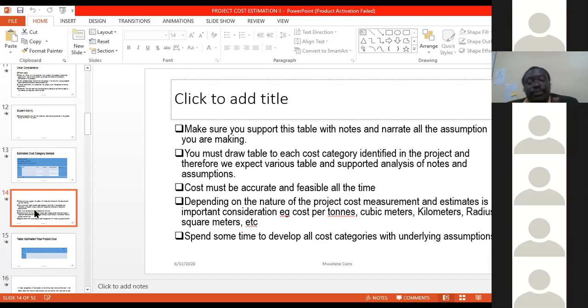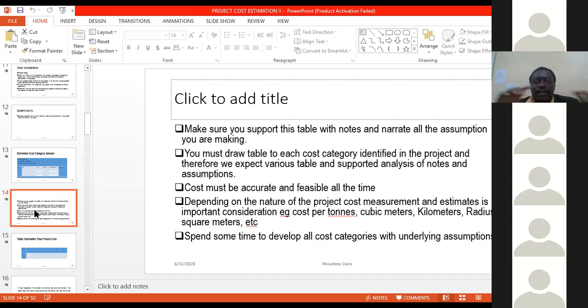What is most important when you are preparing your project plan documents is the assumptions you are making towards those costs that you are estimating. It's not about plugging in the number, but we require the narrative, the notes to support your number. That is very important.